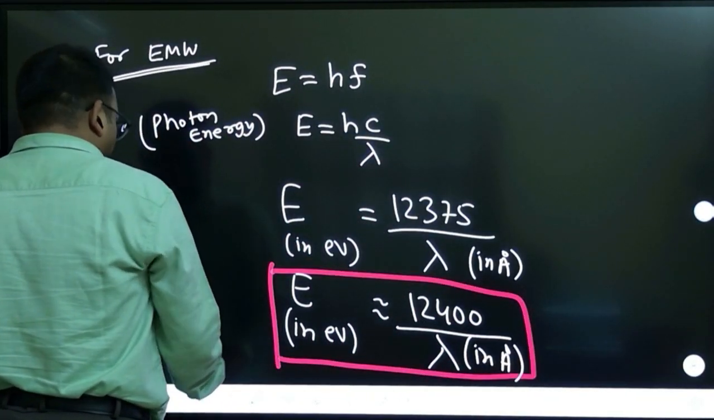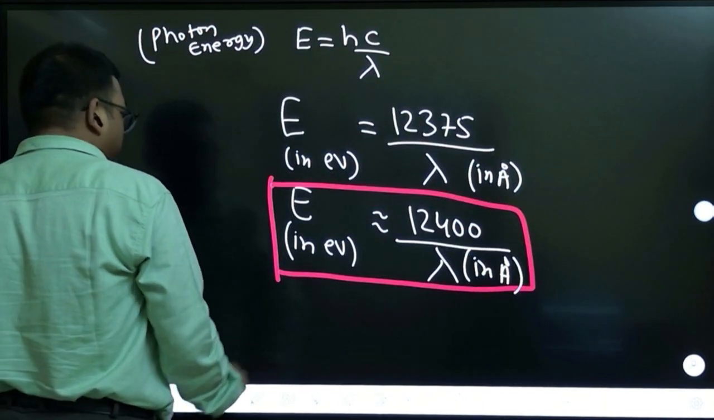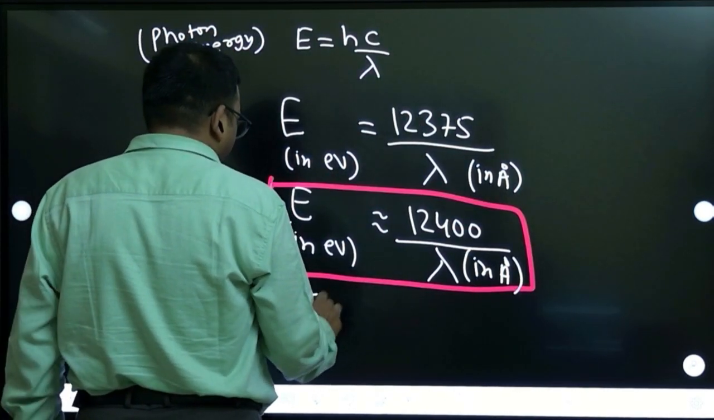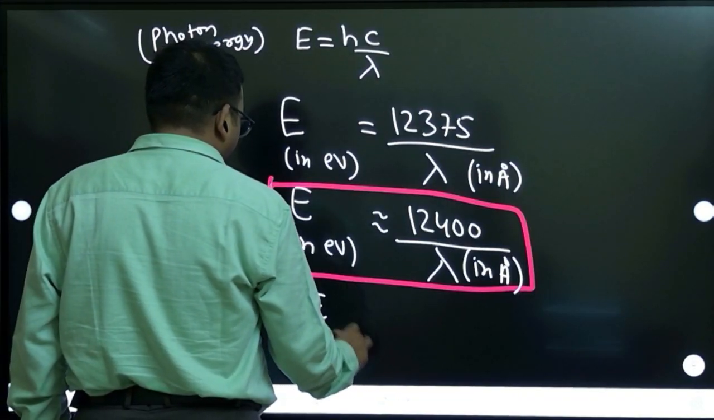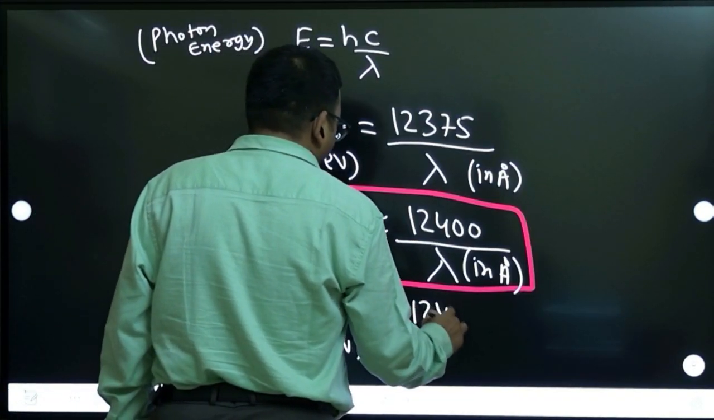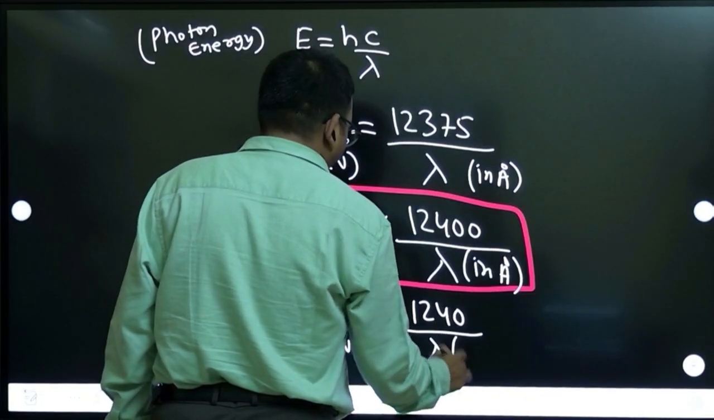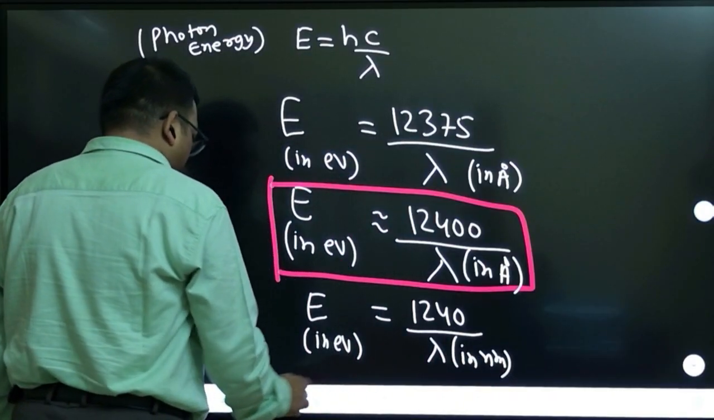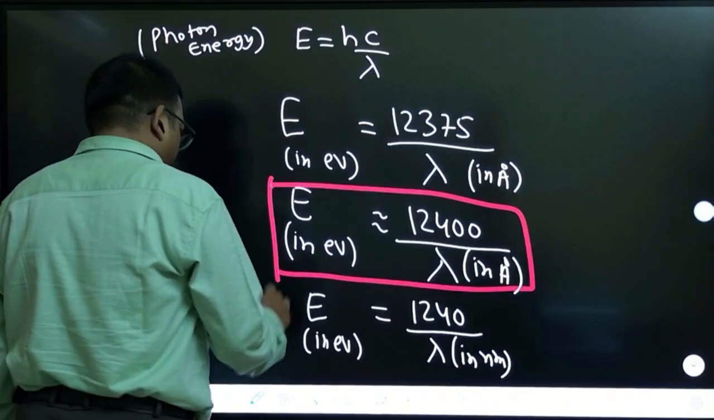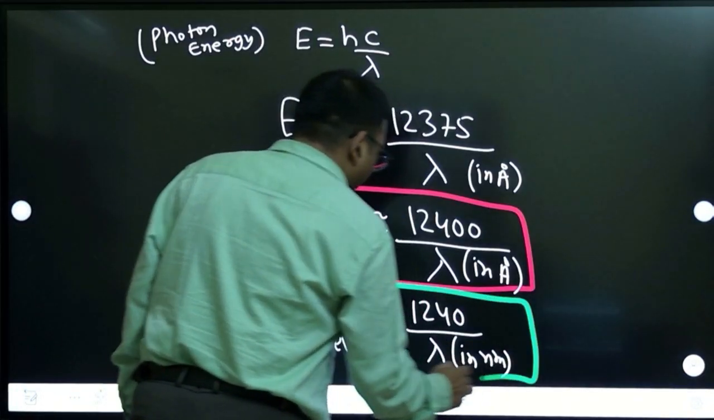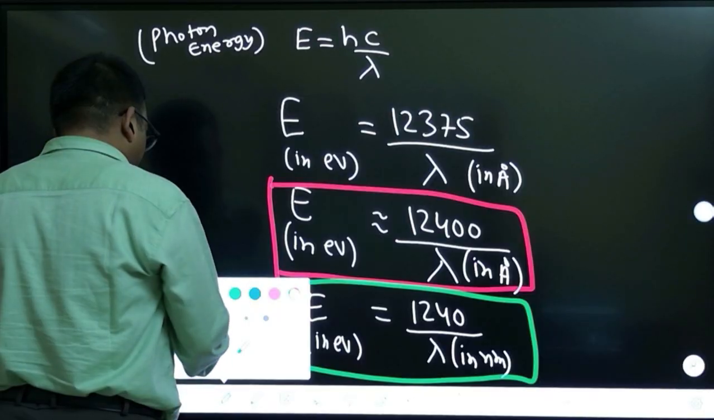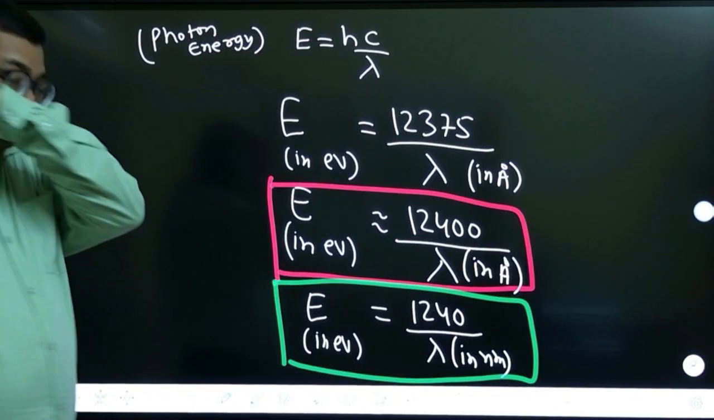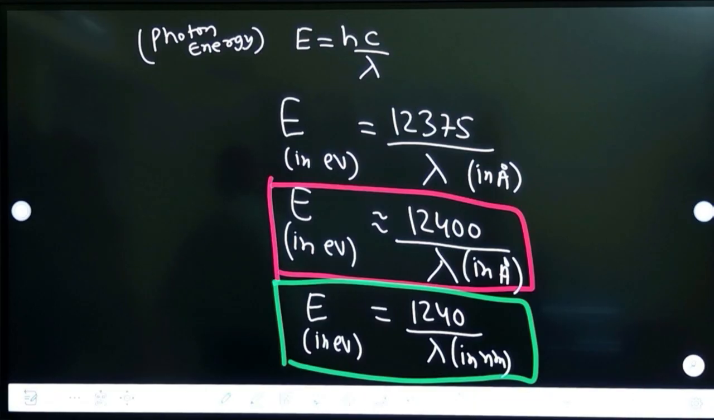And if you want lambda in nanometers, energy in electron volt will be 1240 by lambda in nanometers. So that will be the formula for energy. Generally they may give wavelength in nanometers, so you substitute it here and calculate. This is the formula for photon energy.